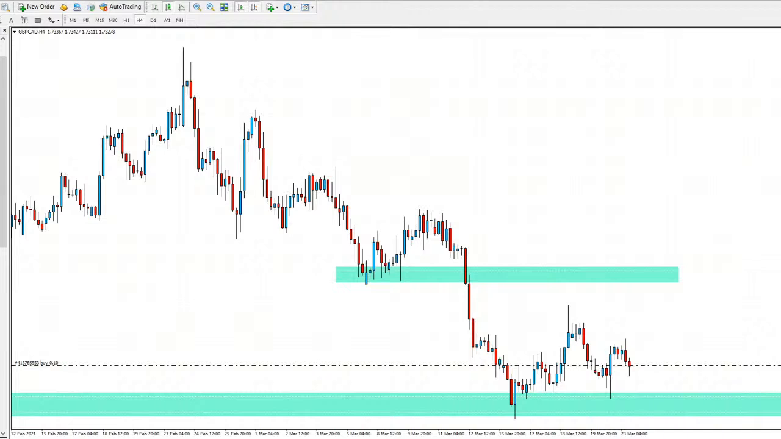Okay, so we're going to take a look at a few pairs here. We're going to first start with GBPAUD.